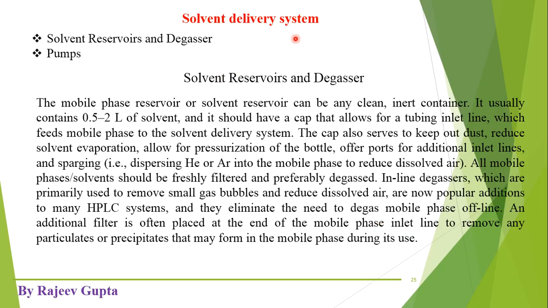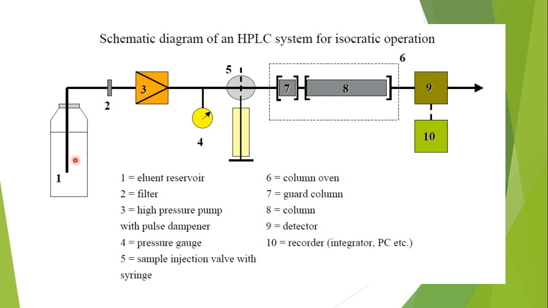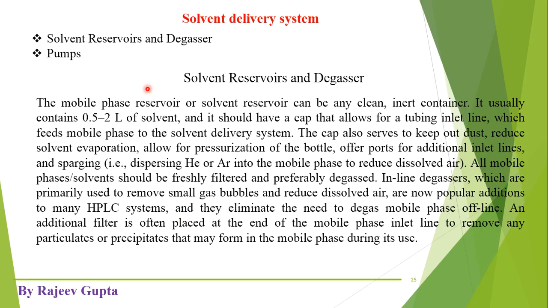Now, solvent delivery system. This is the first component or first part of this instrument. In the solvent delivery system, we see our solvents or mobile phases, solvent reservoirs and high pressure pumps. So these are the two parts which we have to learn in this topic. The solvent delivery system delivers our mobile phase inside the instrument, that's solvent reservoirs and degassers and pumps.